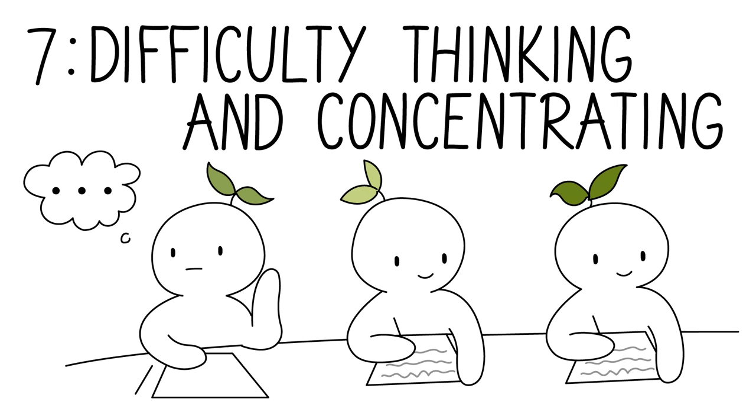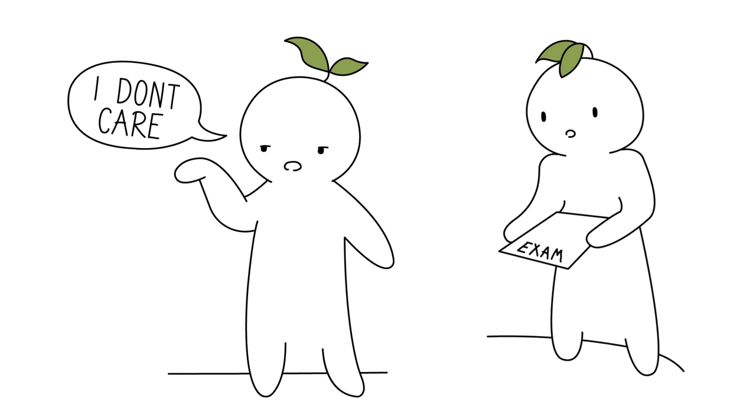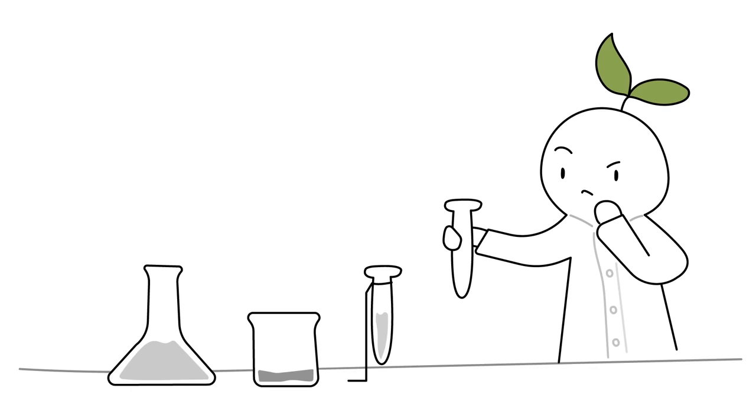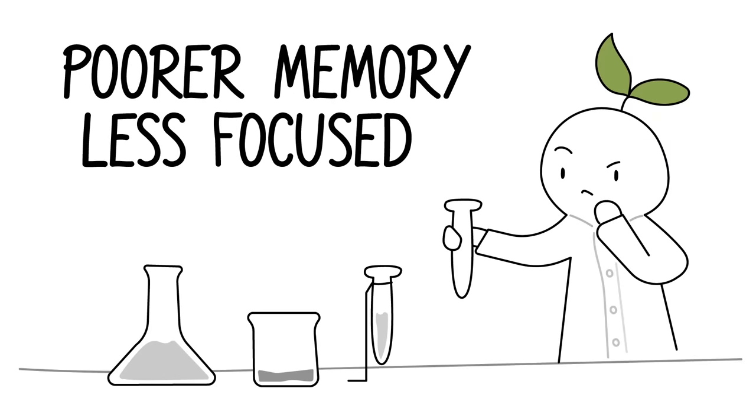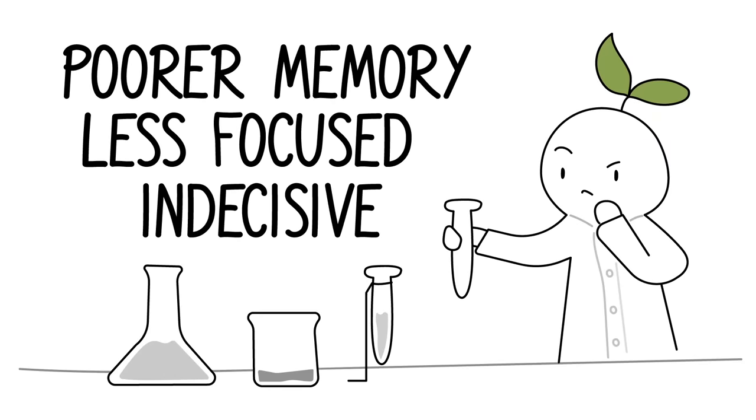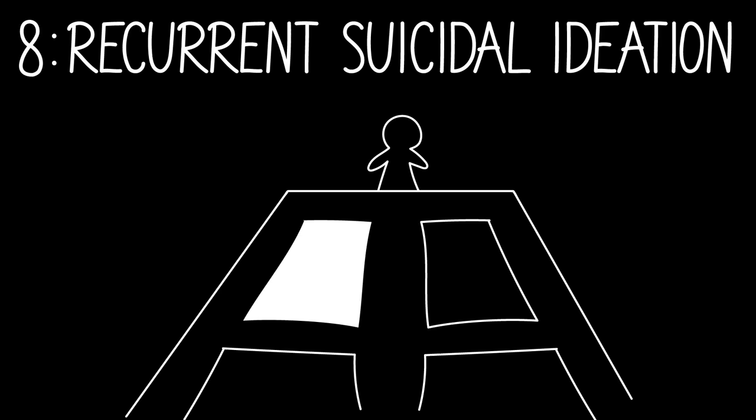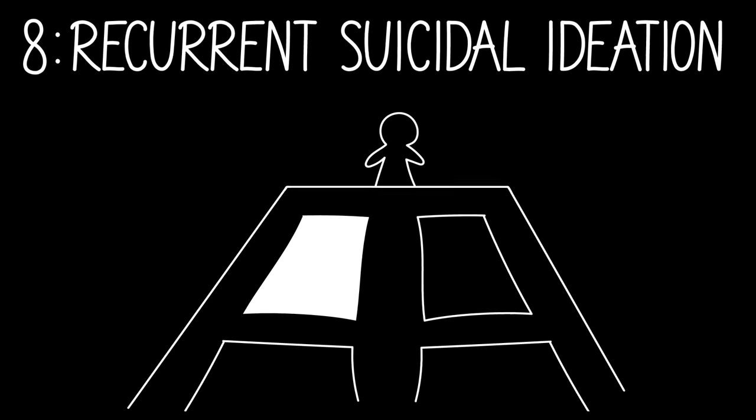7. Difficulty thinking and concentrating. This sign is likely a consequence of having low energy and little motivation to do anything. In simpler terms, since there's no motivation, you don't care enough about something to concentrate on it. Studies found that patients with MDD have poorer memory, become less focused and attentive, and have difficulty making decisions on their own.